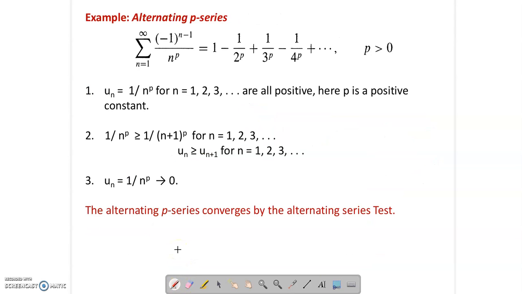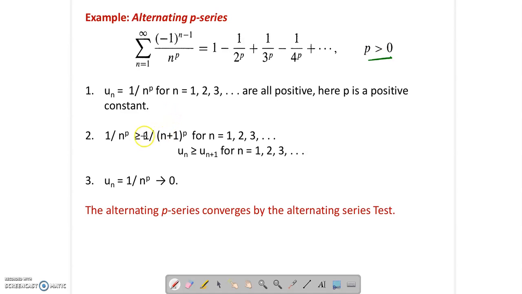Let's see the next example. Alternating p series. So we have this summation n going from 1 to infinity minus 1 raised to the power n minus 1 upon n to the power p. So this is a p series with alternating positive and negative terms, and p is strictly greater than 0 here. Now we want to test the convergence of this series.